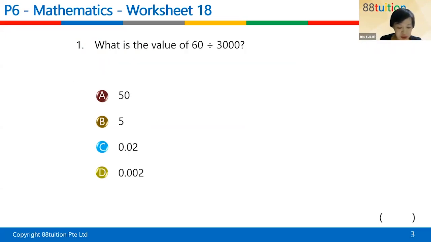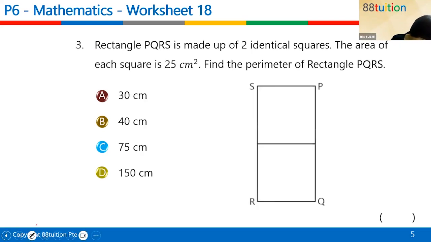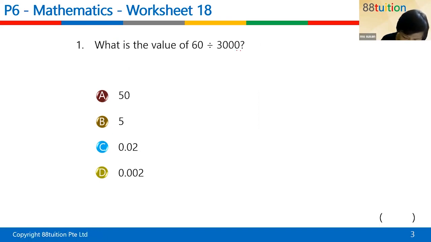Okay, let's do this. What is the value of 60 divided by 3,000? Now when we have this, what we can do here is I have 1 out of 50, right? So when we have 1 out of 50, we can change it to decimals or we can change it to 100. So is it 2 out of 100? And so you get 0.02.